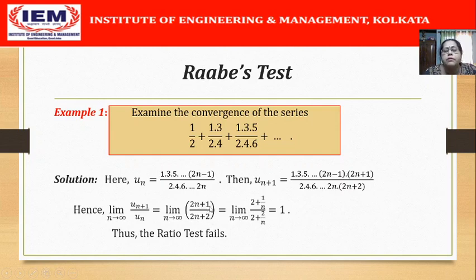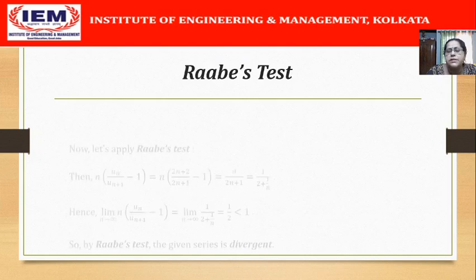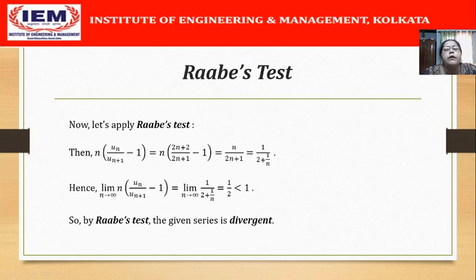So now simplifying this, or rather taking out n both in the numerator and the denominator, we get 2 plus 1 by n in the numerator and 2 plus 2 by n in the denominator. So as n tends to infinity, 1 by n goes to 0, 2 by n goes to 0. So finally your limit is 1. So limit is 1, that means of course the ratio test fails. So let us now see what happens if we apply Raabe's test. Does it give us some decision?